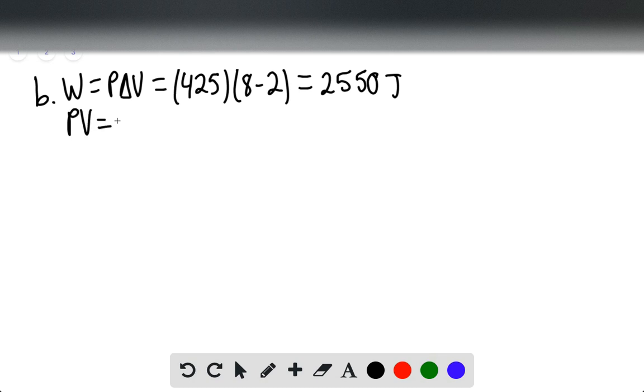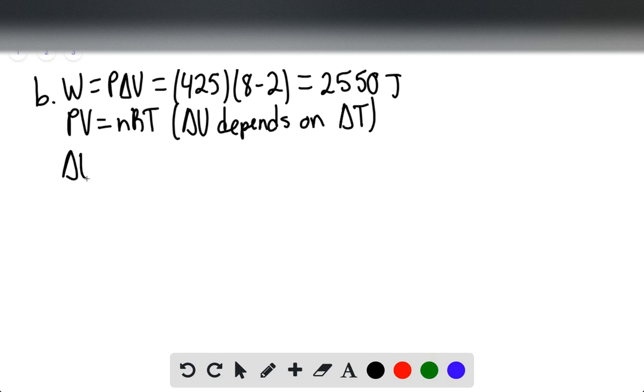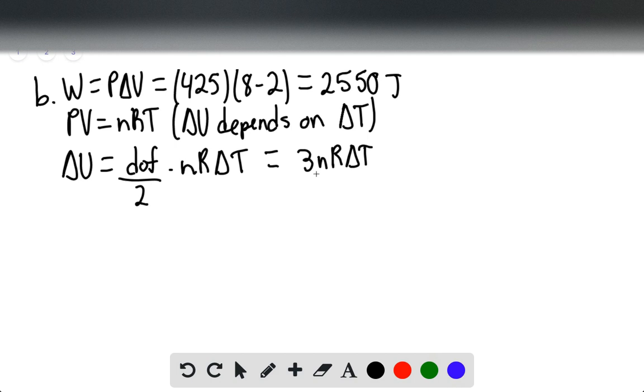Now, we know that PV equals nRT, and we know that delta U depends on delta T. So we can say that delta U is going to equal the degrees of freedom over 2 times nR times the change in temperature. And the degrees of freedom, this is a monatomic ideal gas. So rotating the monatomic ideal gas would not change its orientation or how it looks. However, translationally, we have 3 degrees of freedom. So this would be 3 nR delta T over 2.